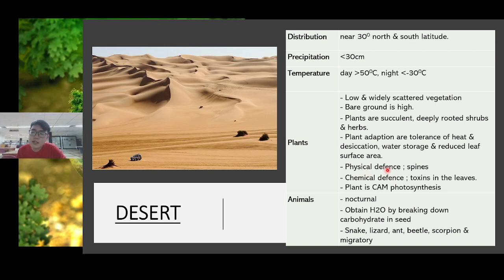So the physical defense for the plant is spines, and the chemical defense is toxin. And the plant will carry out photosynthesis in the CAM mechanism. If you already forgot the CAM mechanism, you have to revise back to your semester 1 chapter 6 photosynthesis.